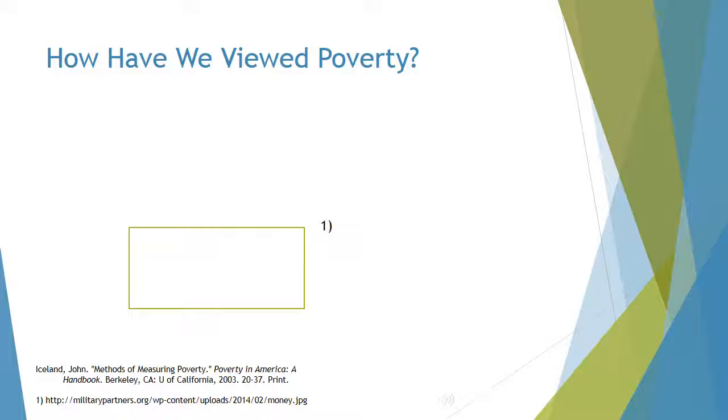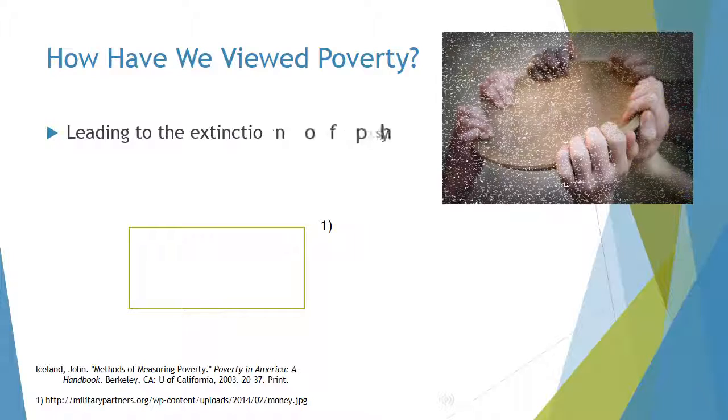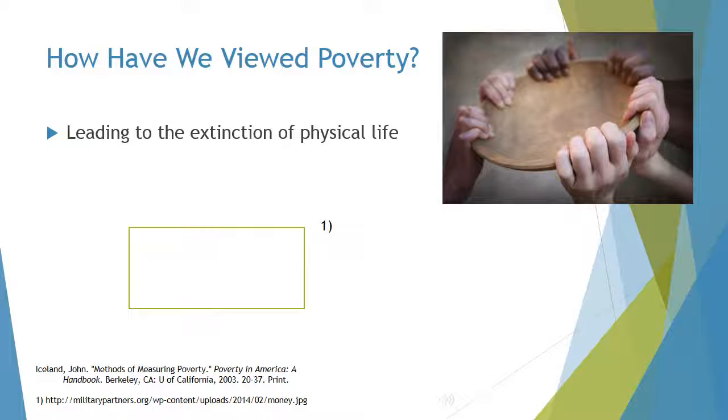In 1904, academia referred to poverty in the following way. Whether it be directly through starvation or indirectly through sickness brought on by insufficient nourishment, poverty must necessarily lead to the extinction of the physical life. Clearly, this definition of poverty misses many of the key points regarding poverty in the United States, and many would agree that it should and has been amended.